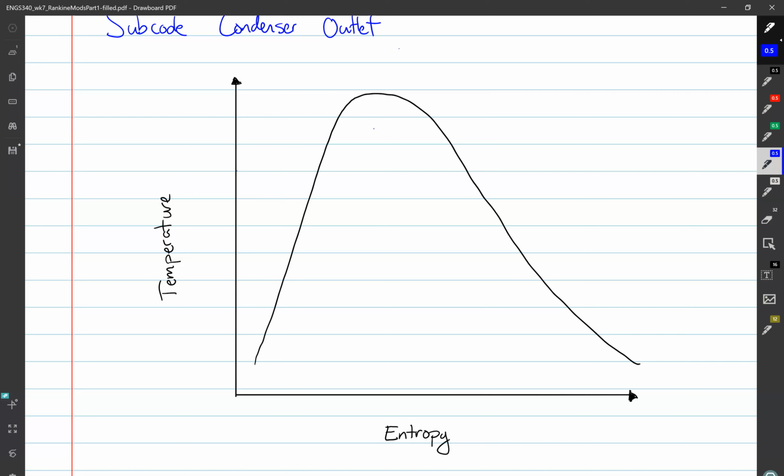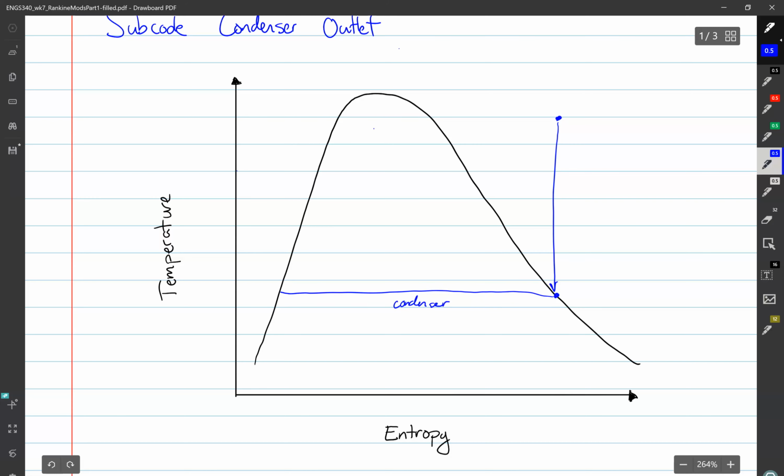On a temperature entropy diagram, it's going to look essentially the same. So here's our boiler outlet. There's going to be a turbine down to there. Then this is the condenser. And essentially what's happening in a traditional Rankine cycle, we're going right up to this point here, where we have a saturated liquid, but that's kind of a tricky process, right?